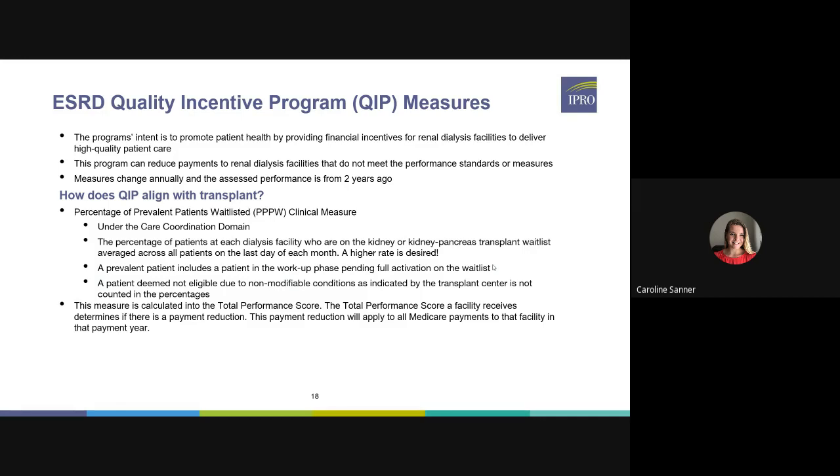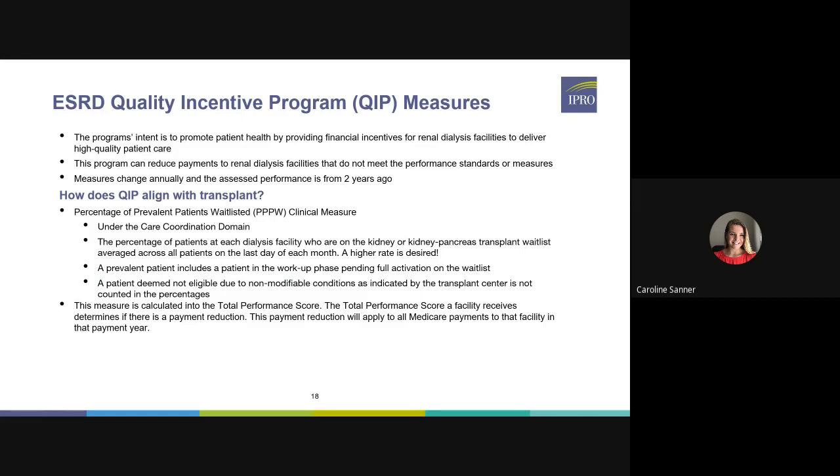So how does it align with transplant? There is a clinical measure called the percentage of prevalent patients waitlisted, PPPW. This clinical measure is housed under the care coordination domain in the QIP model. So what is it? This is the percentage of patients at each dialysis facility who are on the kidney or kidney pancreas transplant waitlist, averaged across all patients on the last day of each month. This percentage is calculated every month and a higher rate is desired.